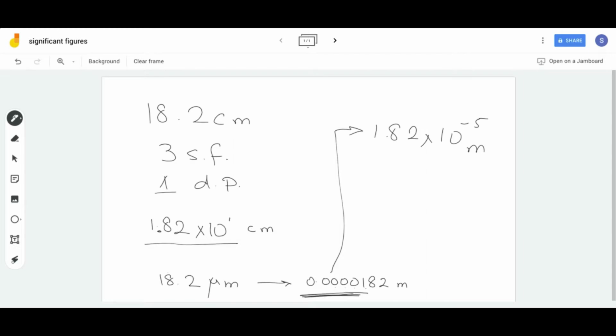And what that essentially means is that you're not wasting time by writing all these zeros, right? And it just makes things really simple, and it's less time consuming. You can also do it for the kilos or tons or mega and all those scales.